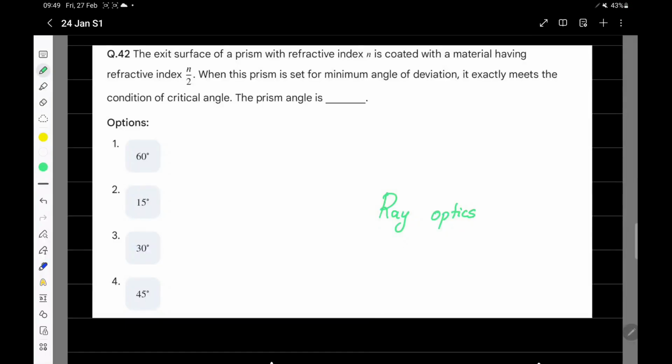Hello students, we are solving a question from Ray Optics. This is from 24th January, shift 1 of JEE Mains 2026.